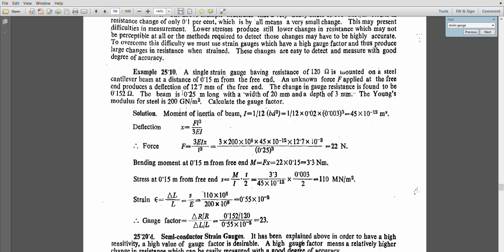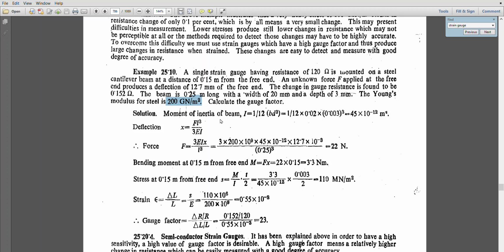Calculate the gauge factor. So the moment of inertia of the beam, I, for the cantilever beam, that is a single attached beam, is given by 1 by 12 B D cube, breadth and thickness cubed. These values are given in the question. When you put them in, it will be 45 into 10 power minus 12 meter to the power 4, because meter cube into meter is meter to the power 4. Deflection X is given by F L cube by 3 E I. I we have calculated, that is the moment of inertia. L cube is the length, F is the force, E is the Young's modulus, and 3 is the constant.